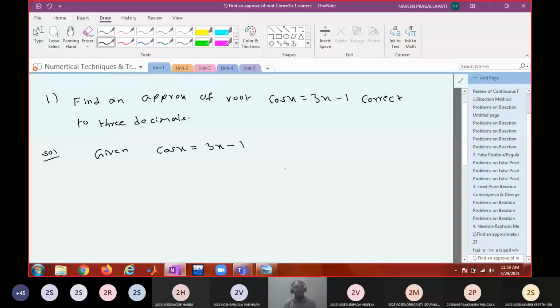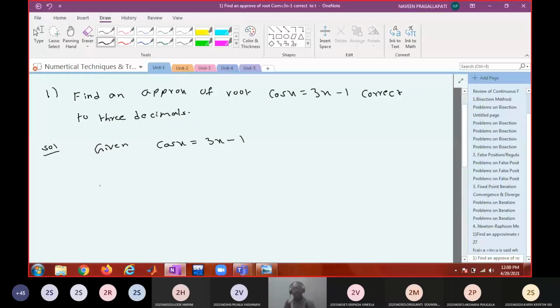Okay, first we shall identify the interval containing the root, because we need to start with some initial approximation. Whatever the function g, we want to start with a good initial approximation. For that you locate the interval, whether it is in between 0 to 1 or 1 to 2 or 2 to 3 or 3 to 4. So you can rewrite this as cos x minus 3x plus 1 equal to 0. This is in the form f of x equal to 0. So f of x equal to cos x minus 3x plus 1.